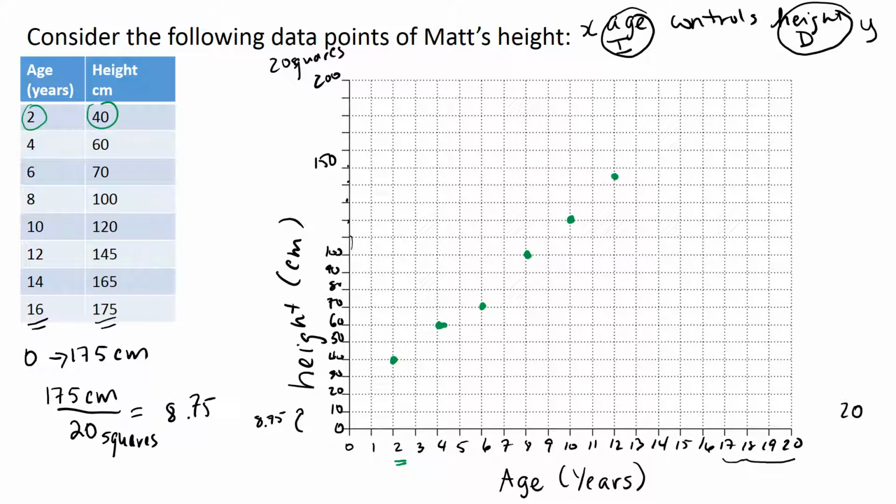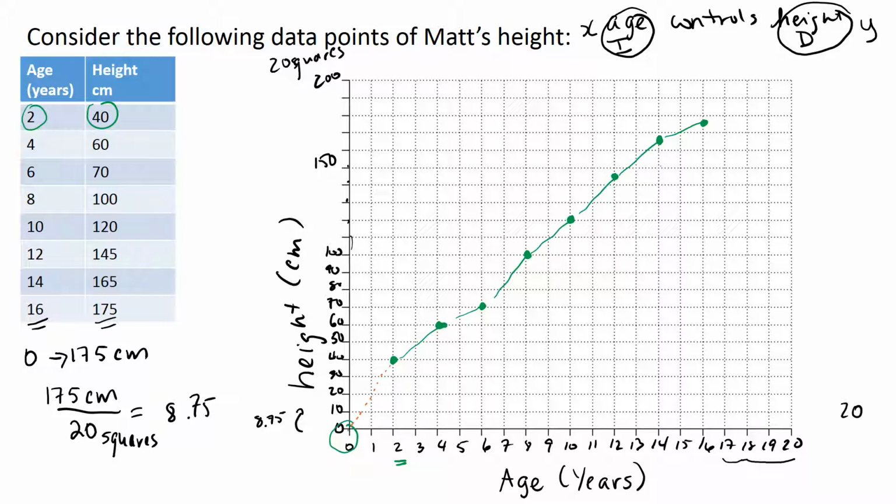At 14, he is 165. So that's 150, 160, 165. And at 16, he reaches 175. That's about right there. The next thing I do is I connect the dots. So there we go. Now 0, 0 is not a point on the graph, so don't force it to go here.